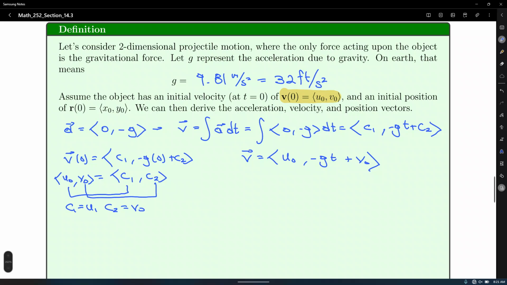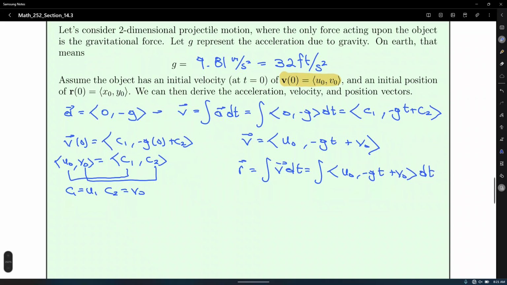Now, let's do a second iteration of the same problem. That is to go from the velocity to the position function. So position, which is r of t, equals the integral of the velocity with respect to t, which is the integral of the function we have at the top here. So that is u0, negative gt plus v0, dt. All right. So let's integrate this.